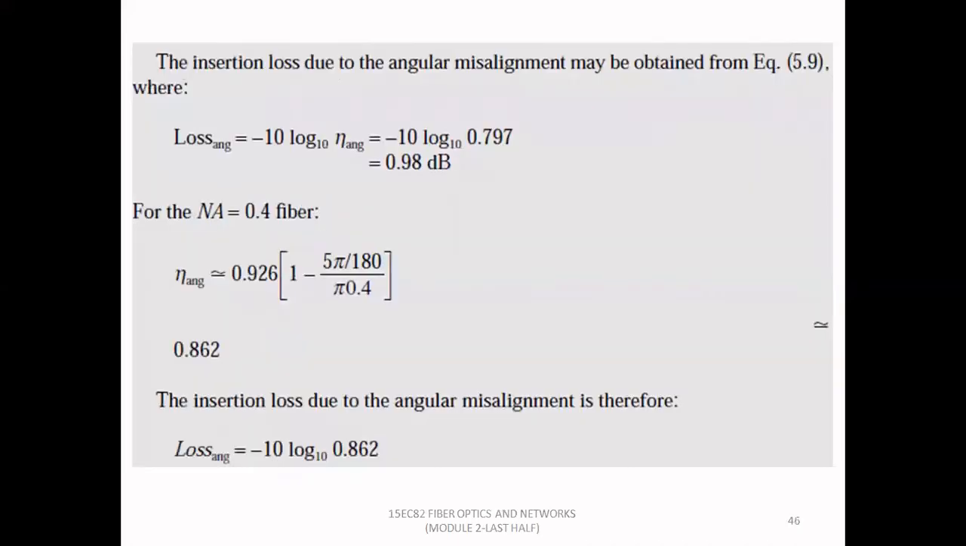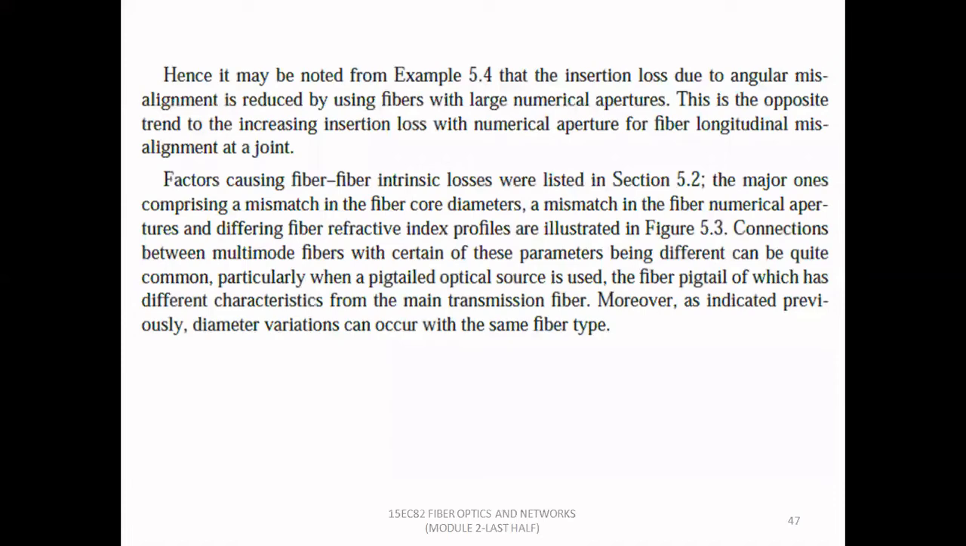The insertion loss due to the angular misplacement may be obtained from equation 5.9, where loss angular equal to minus 10 log 10 of η angular equal to 0.98 dB. For the numerical aperture equal to 0.4 fiber, η angular equal to 0.862. The insertion loss due to angular misalignment is therefore loss angular equal to minus 10 log 10 of 0.862. Hence, it may be noted from example 5.4 that the insertion loss due to angular misalignment is reduced by using fibers with large numerical apertures.